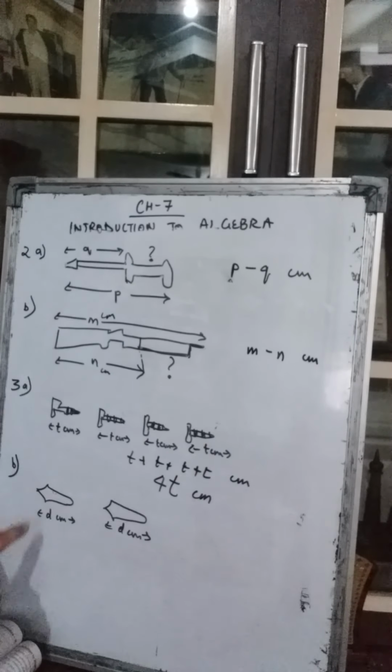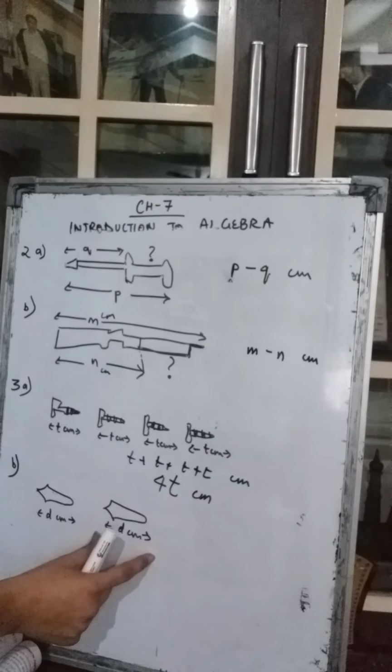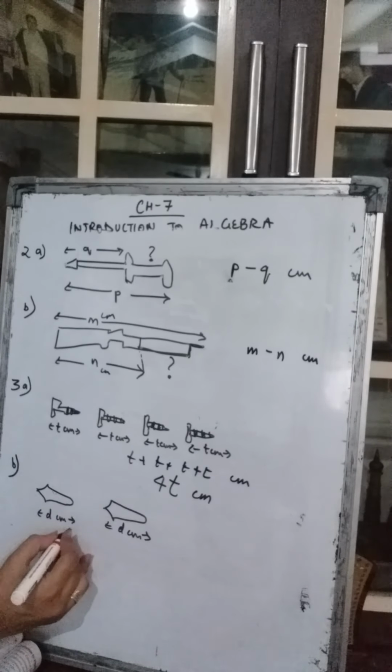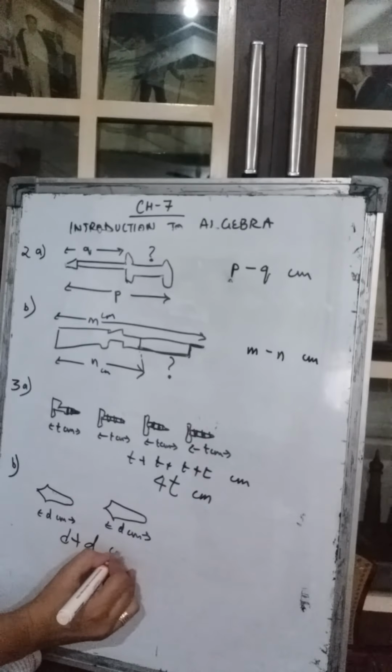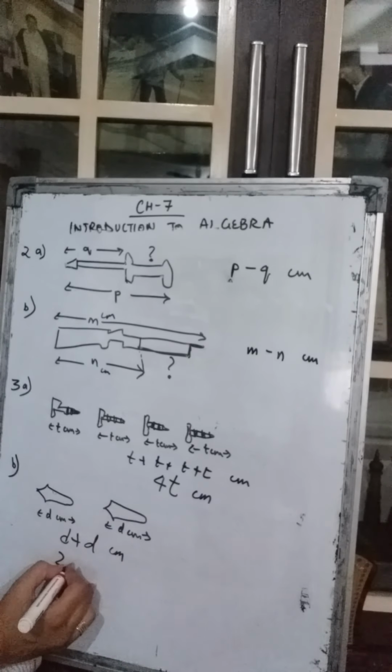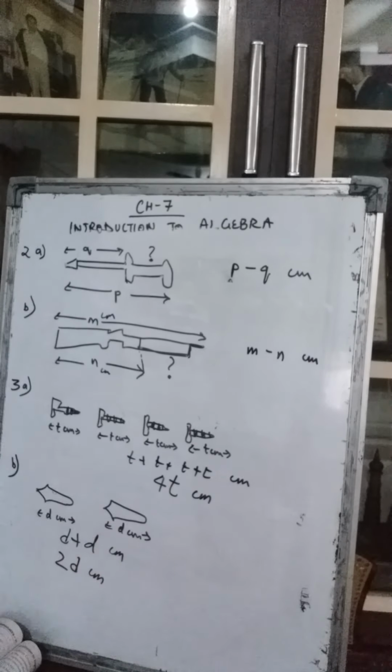Got it? Same way, here the nib, one nib is D centimeter, another is also D centimeter. What is the total length? So it is D plus D centimeter, or you can write it as 2D centimeter.